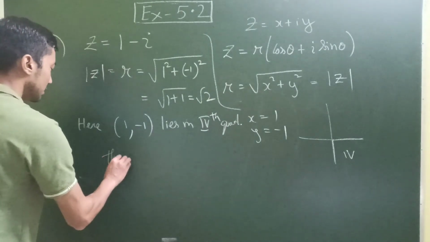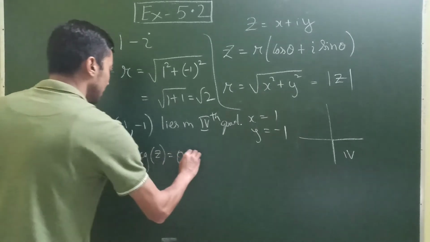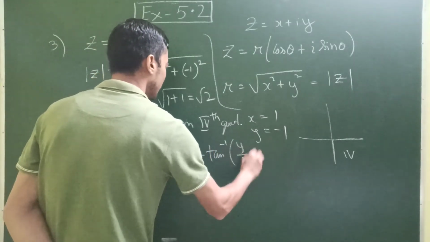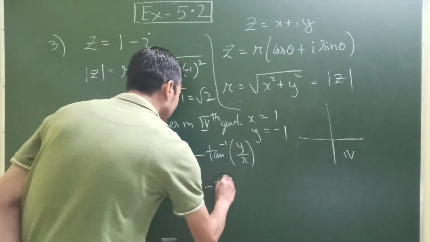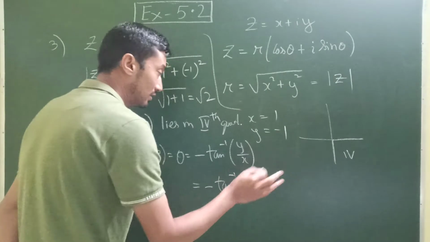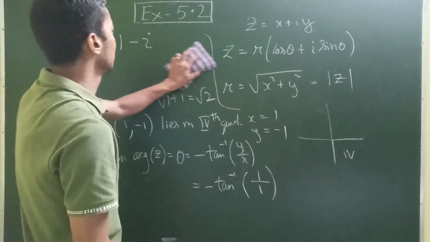So in that case, what is the argument of z, that is theta? That will be simply minus tan inverse of y upon x. So that's going to be minus tan inverse. What is the value of y here? 1, positive values only. X is 1. So let me just rub this off now.